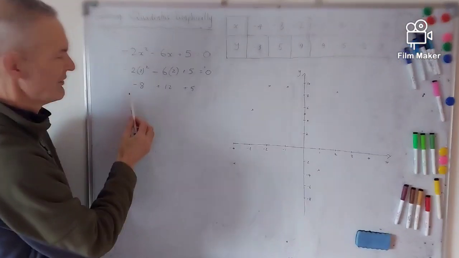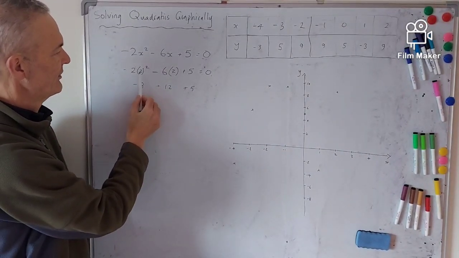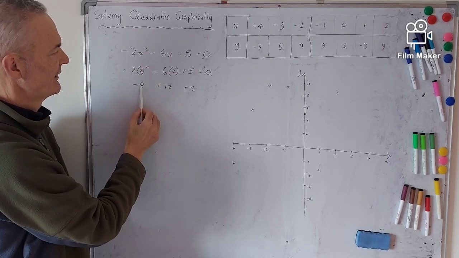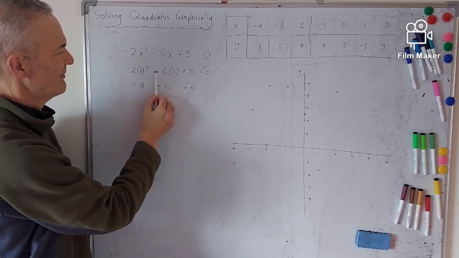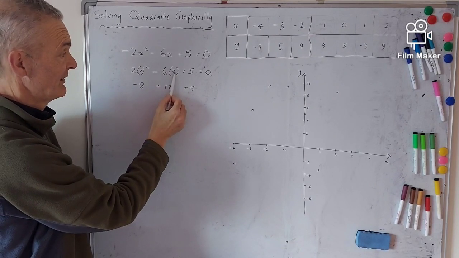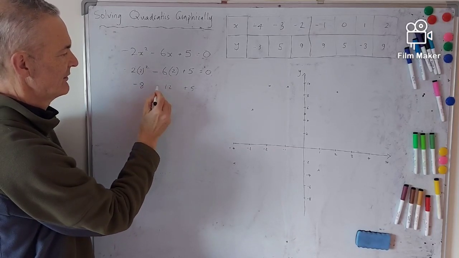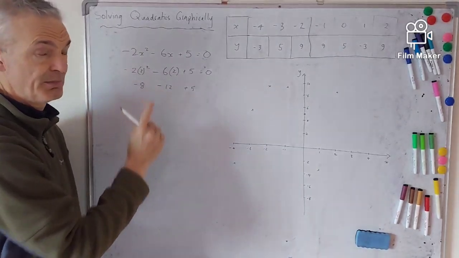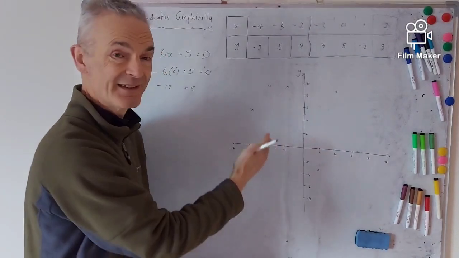Okay, so let's just check again what I did with that 2. So I put 2 in here. 2 squared is 4 times -2 is -8. Oh, look what I've done here. -6 times +2 is -12, not +12. So I made a mistake here, didn't I? But the good thing is when you plot it, you can see that there's a mistake.